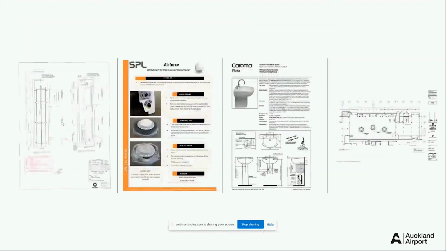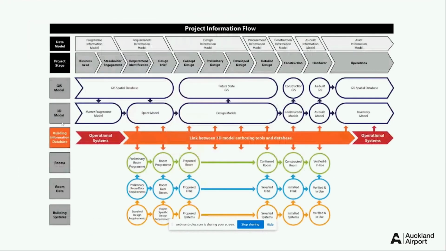So the whole idea of having dRofus is that it would sit across all the different project stages as a consistent database. It can start at that space level, move on to design levels, construction models, as-built models, and then feed into operational systems. It's quite key to actually have that consistent platform that enables everyone to communicate. We can have the whole business.